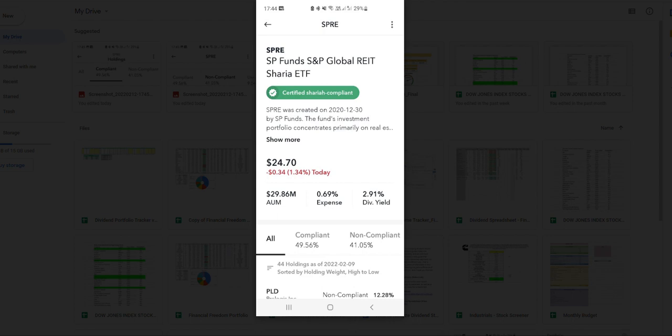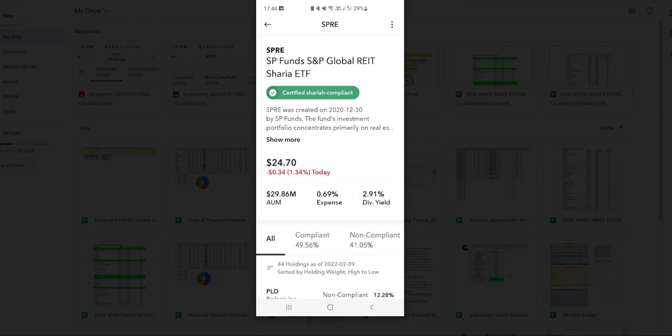And as you can see here, the assets under management are about 30 million. The expense ratio is 0.69%. And then you've got about 3% dividends, which is quite nice if you think about it. But then compliance-wise, about 50% of the stocks in this portfolio are compliant, and another 41% are non-compliant. So it's quite high for my liking.